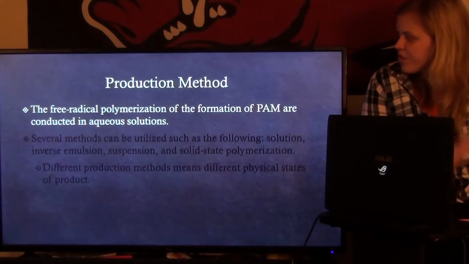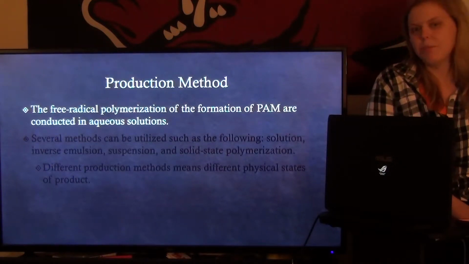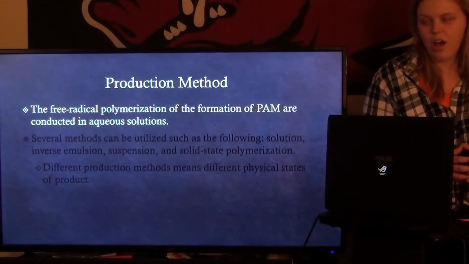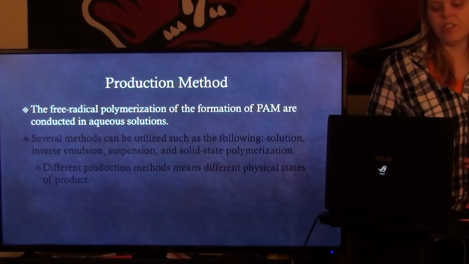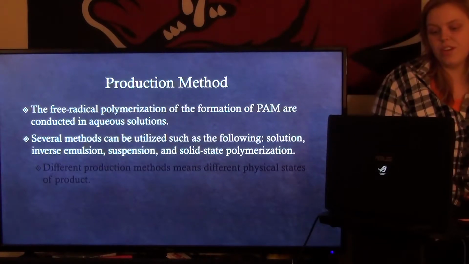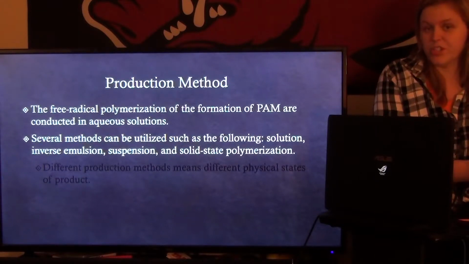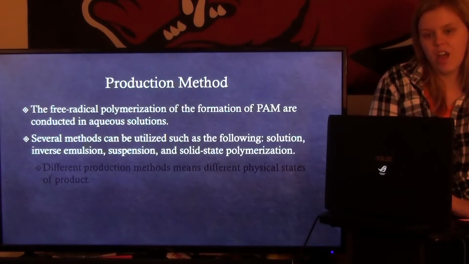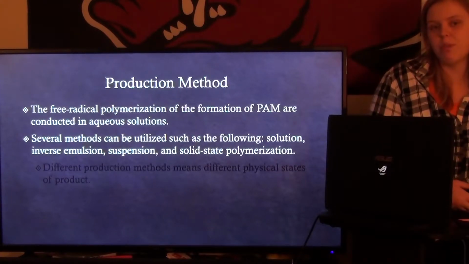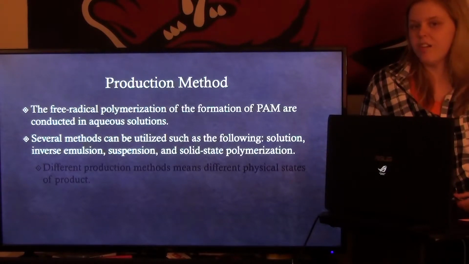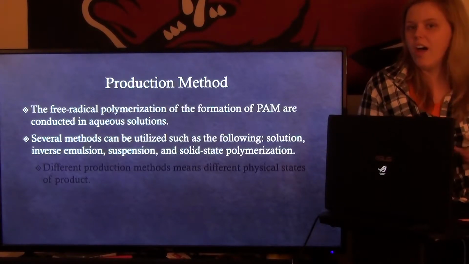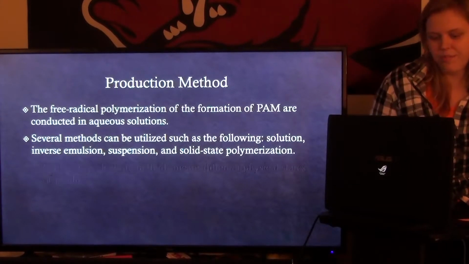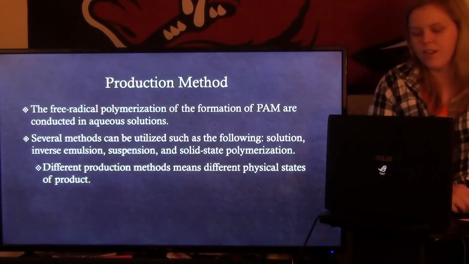Okay, production method. So this free radical polymerization, it's simple enough to think of it as dissolving in solution, solution polymerization, right? But there are actually several different ways that it can be produced. It can be produced with solution, inverse emulsion, suspension, and solid state polymerization. And depending on the production method, the physical state of the product differs, like if it's going to be a gel, or a bead, or a flaky powder, or what have you. And that's what that says.